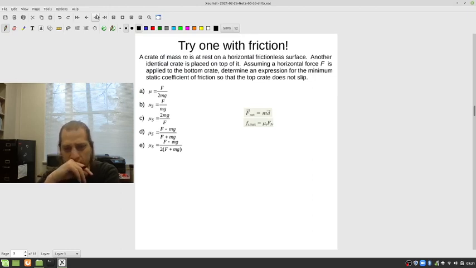So, okay, let's try another problem. This one's a little tricky. I wouldn't have given this to you as a quiz problem, but it's a good one to think about.